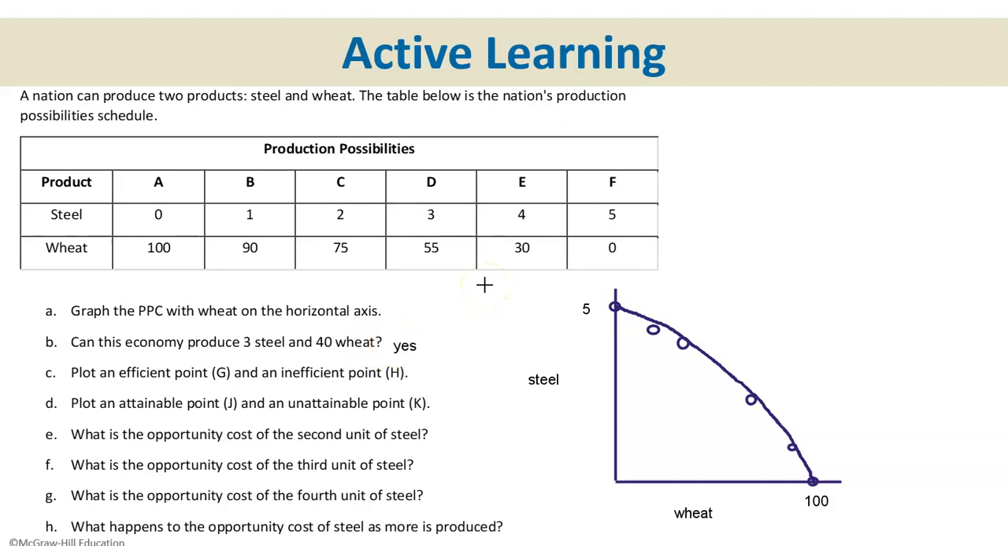Next, you want to plot an efficient point and an inefficient point. So an efficient point would be somewhere on the line, anywhere on the line. Do this, that's an efficient point right there. Then you want to plot an inefficient point. So remember, inefficient means there's some unemployment happening. So not all of my resources are being used. Inefficient point would be somewhere underneath the line.